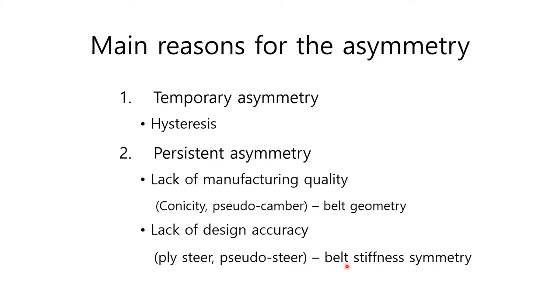All the problems make the driver turn the steering wheel for the correction. Hysteresis soon disappears, but conicity and the ply steer harm the steering accuracy to keep the straight path all the way during driving the car. That is very fatiguing and annoying.